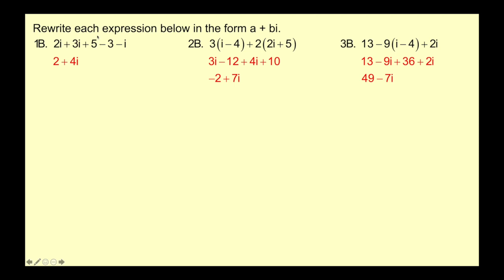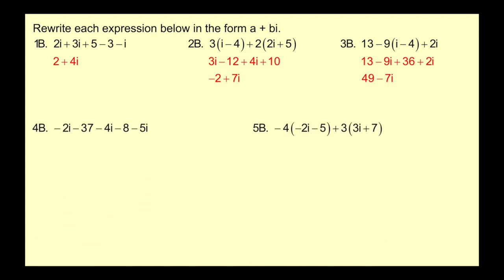So in number 1, I've got 5 and negative 3 combining to give me 2. Then I've got 2i plus 3i minus i, which is going to give me 4i. For 2, we distribute. We get 3i minus 12. Then we get 4i plus 10. Negative 12 plus 10 gives me negative 2. And then I've got 3i and 4i, which gives me 7i. For 3, we have 13 and 36 combining to give us 49, and then negative 9i and positive 2i combining to give us negative 7i.